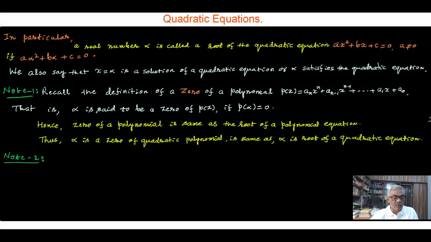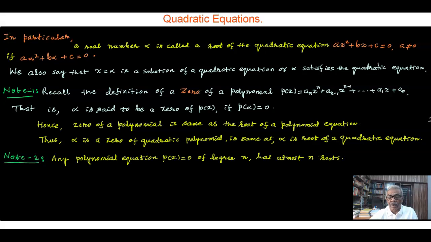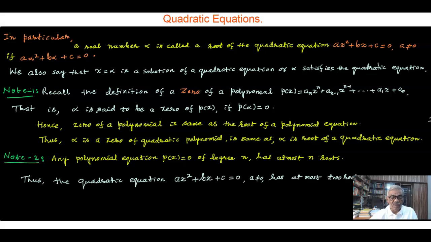And note another thing here, any polynomial equation p(x) is equal to 0 of degree n has at most n roots. This is by the fundamental theorem of algebra, and therefore the quadratic equation ax square plus bx plus c equal to 0, a not equal to 0, has at most 2 roots. This is the thing which we have considered here.